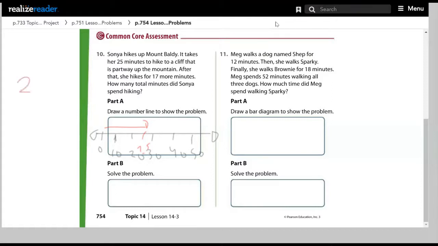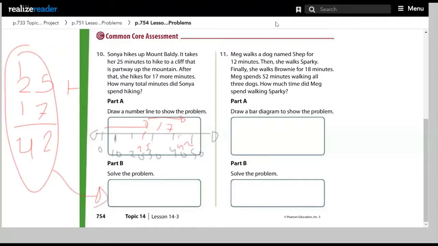So let's do 25 plus 17. 5 plus 7 equals 12, 1 plus 2 plus 1 equals 4. So till 42, this is 40. So it's between 40 and 50. 42, it's around here. 42. So we will draw another arrow from 25 to 42, shows that this is 17. Solve the problem. This is the problem, we already solved it, we'll put it here. So it is 42 minutes.